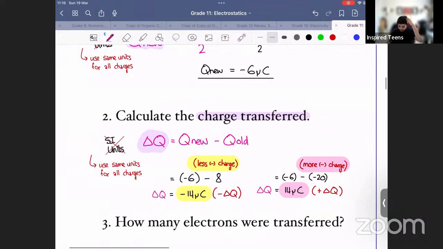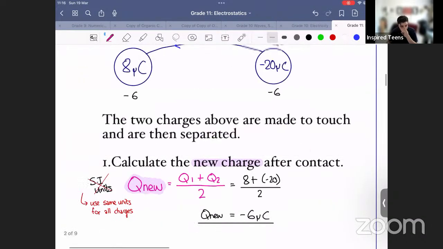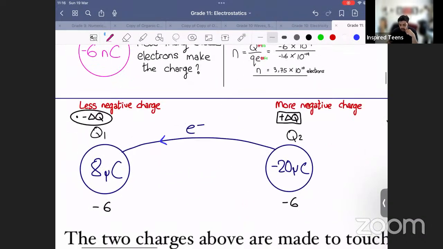Okay, so just keep that in mind. That's very important. Remember, we discussed it here, right? Now, the -20 guy, he is donating because he's the more negative one. He's donating. So what happens when you donate electrons? You become more positively charged. So that's why his change in charge is a positive change in charge.